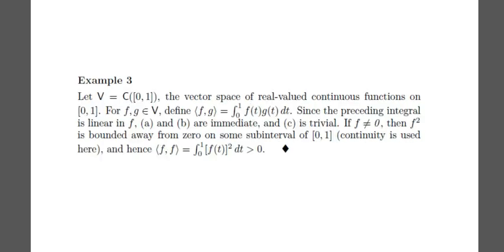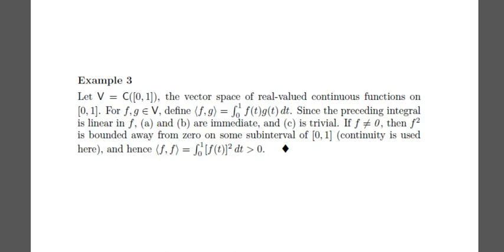Third example: let us consider the vector space of real valued continuous functions on [0, 1]. For any two functions f and g, we define the inner product of f and g by the integral from 0 to 1 of f(t) g(t) dt. Now clearly the integral is a linear function in f, so we get that the first two properties are satisfied. The third property is also satisfied because these are real valued functions, so the integral of f times the conjugate of g will be the same as f times g.